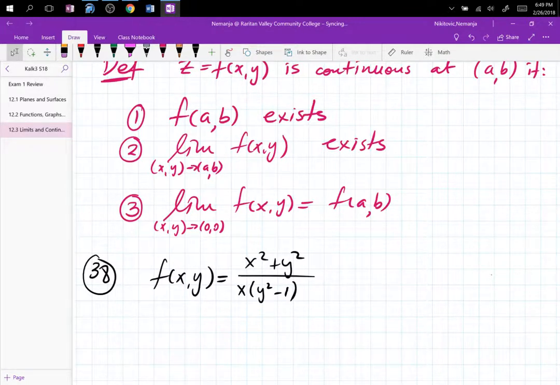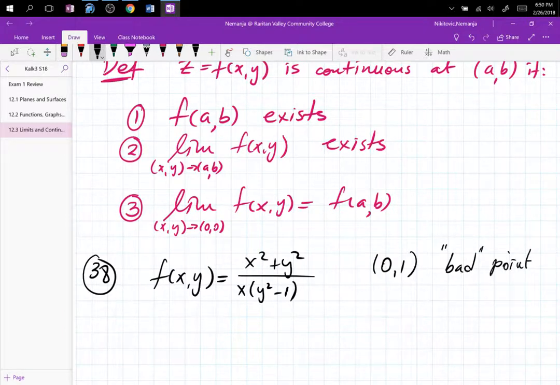Can anyone tell me the quote-unquote bad points? Yes. X equals 0 and then y equals 1. 0 and 1, yeah. 0 and 1 is a bad point. Why is that a bad point? Why'd you pick that one?